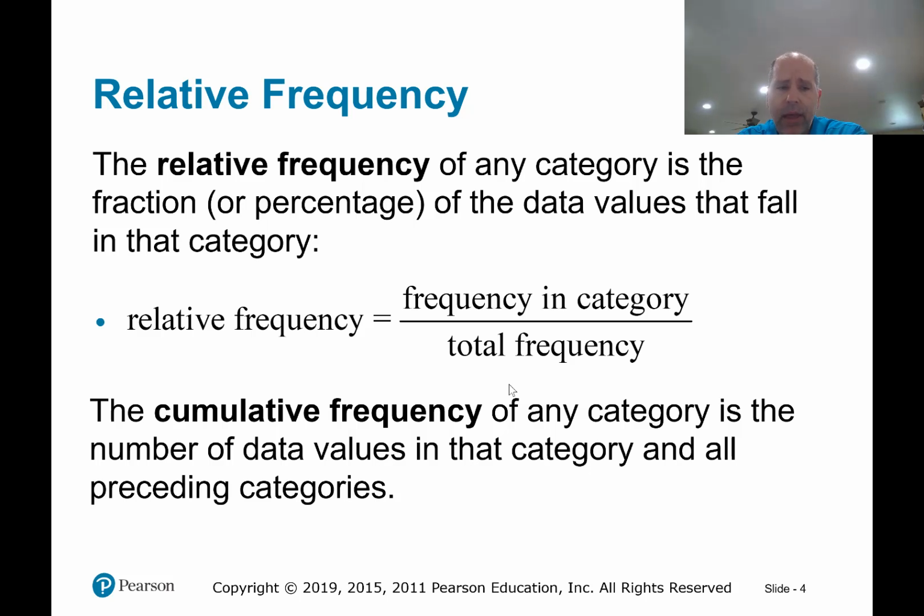Then there's cumulative frequency. Now, the cumulative frequency of any category is the number of data values in that category and all the preceding categories. So, in other words, it is a running sum. It is a running total, okay? So as you go down the table, the cumulative frequency keeps adding the frequencies from the top going down.